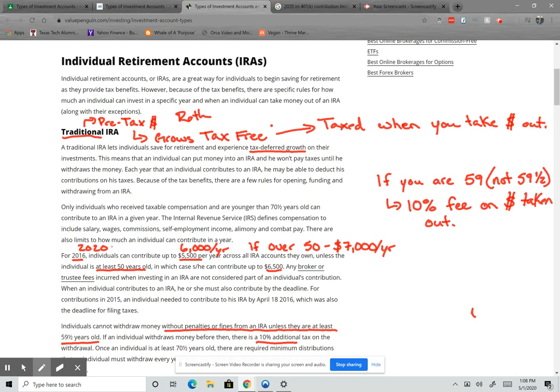Okay, so why did it increase for people over 50? Because they're getting close to retirement, and so the government goes, hey, bud, you're about to retire. I know you didn't plan as much, or maybe you didn't, but we're going to give you an opportunity if you're over 50 to catch up, and so that $1,000 more helps you catch up for the lost years that you should have been contributing, but you failed to do so. Okay.